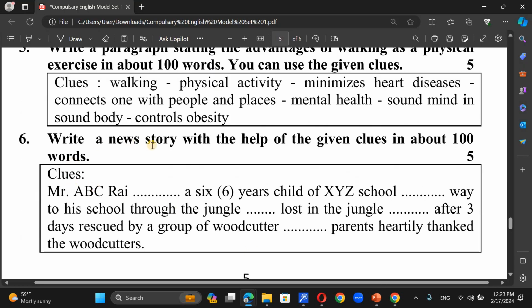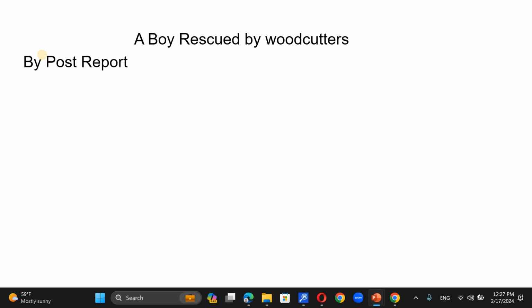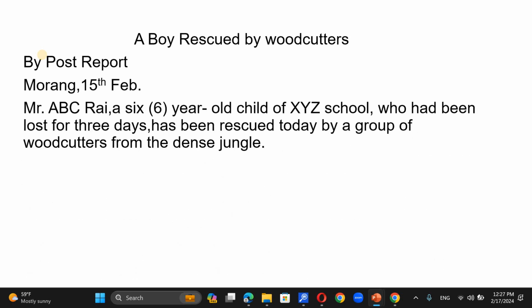Okay, next, write a news story with the help of the given clues in about 100 words. Clues: Mr. A.B.C. Rai, 6-year-old child of XYZ school, went to his school through the jungle, lost in the jungle, after 3 days rescued by a group of woodcutters. Rescued can also be the title headline. Dear students, you can write it as a news report. Morang, 15th February, you can write the date.